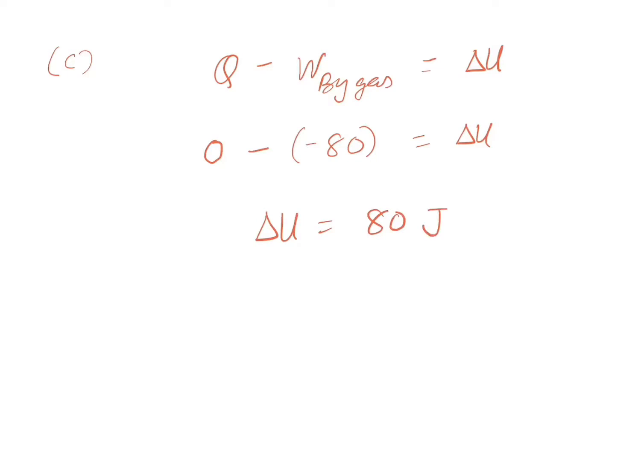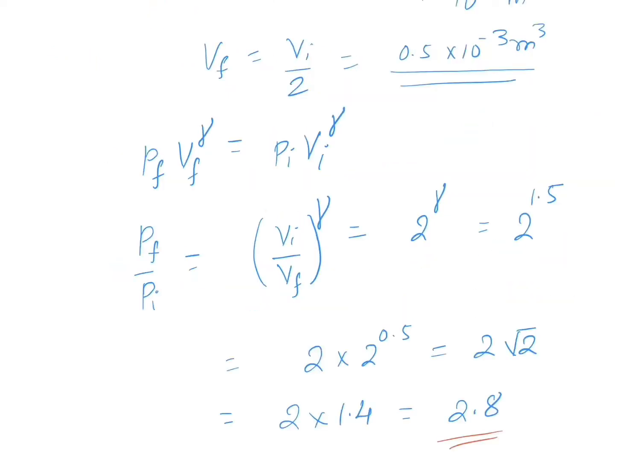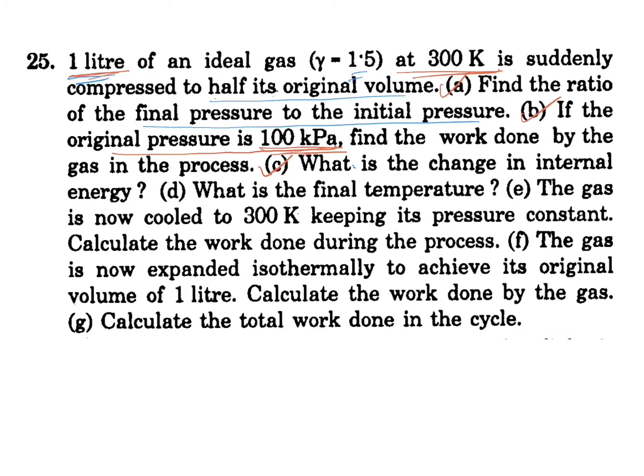Now in the answer key of the H.C. Verma book, the delta U is given to be actually 82 joules. So we are getting this difference of 2 joules because we took root 2 as 1.4 in our original solution. If we take root 2 as 1.41, then we will get 82 joules. So now the question is asking in part D, what is the final temperature?